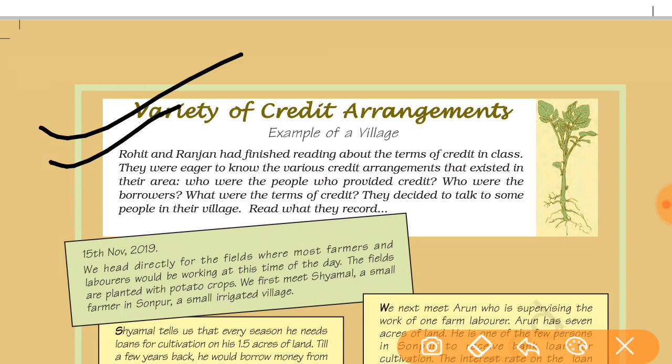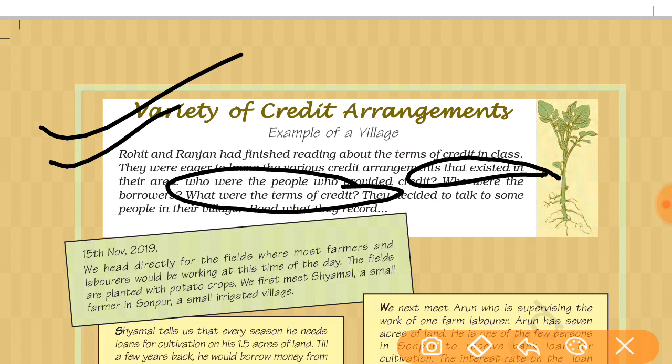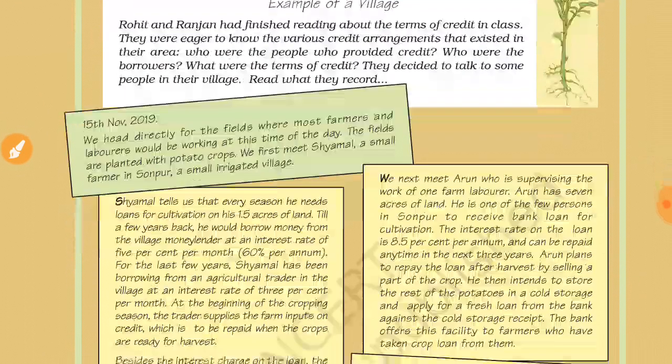what, who were the people who provide credit, who were the borrowers, and what are the terms of credit. To know about that, Rohit and Ranjan meet some farmers. Here an example is given.